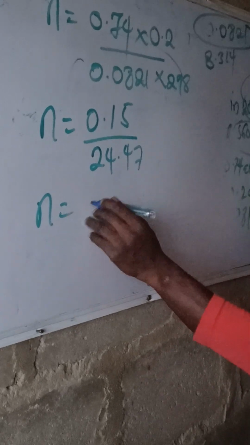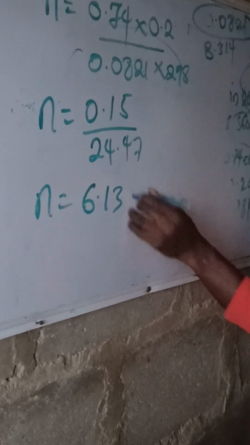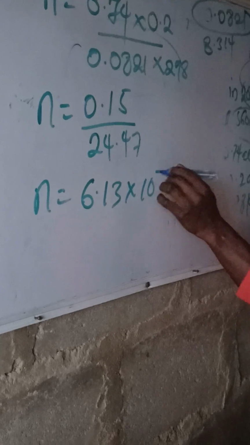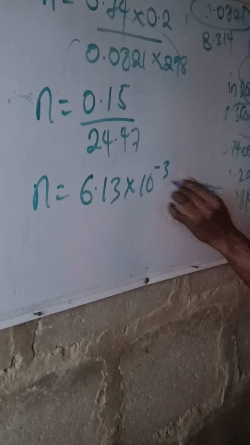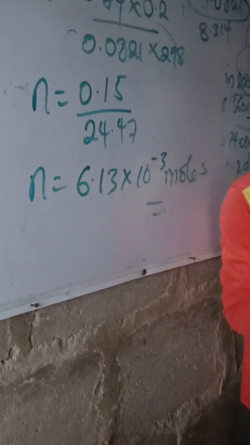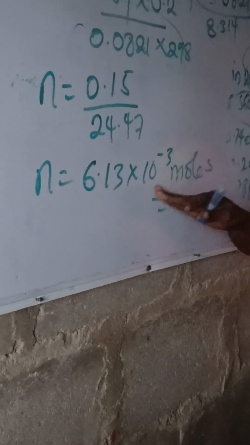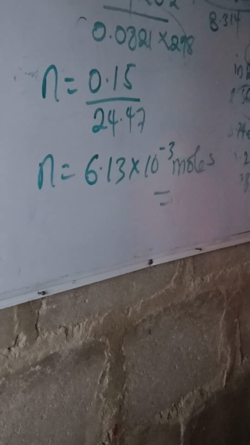6.13 times 10 raised to power minus 3 moles. That is just the answer. And believe me, in exam, if you can't see it like this, it might be in decimal.